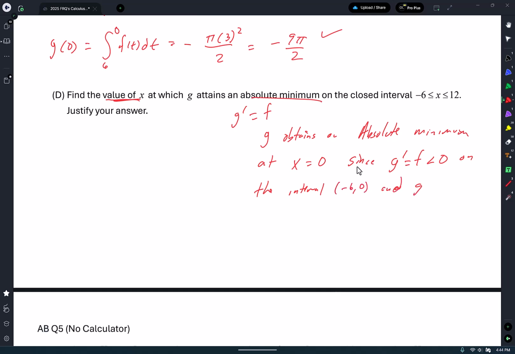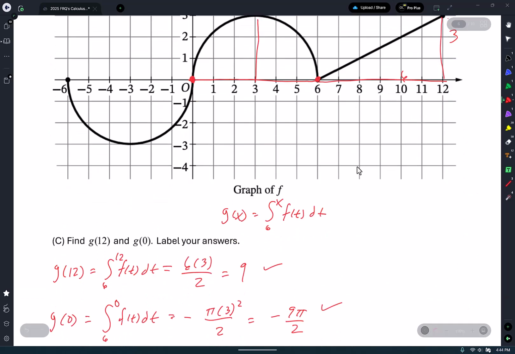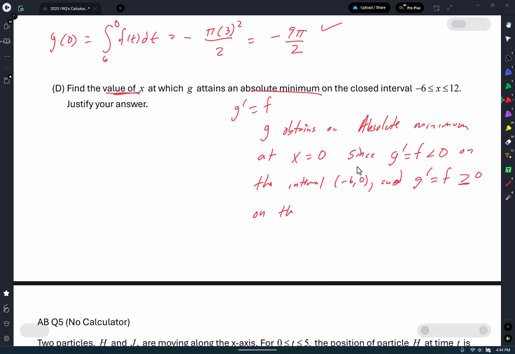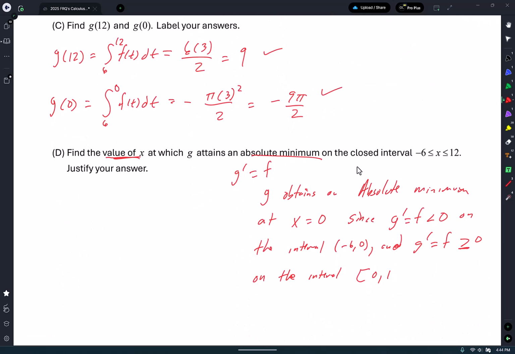And G prime, which equals f, is positive, comma. And G prime, which equals f, is positive on the, you know what? I'm going to put equals so I don't have to write two intervals, because it equals 0 right at 6, but it's never negative. G prime, which equals f, is greater than or equal to 0 on the interval, and I can just go bracket 0, comma, all the way to 12.